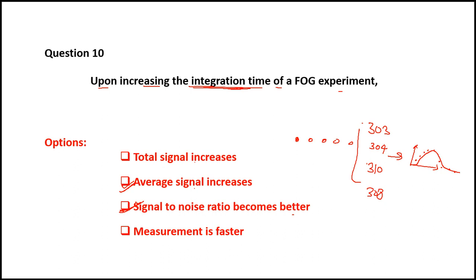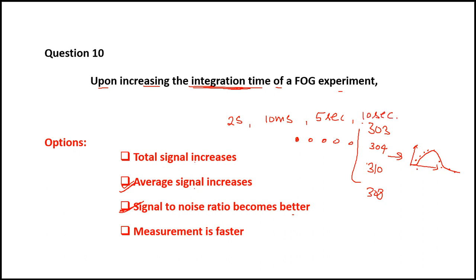And as I said earlier, for this fog experiment, you can take the time to be variable. You can take it to be 2 seconds, you can take it to be 10 milliseconds. You can take it to be 5 seconds even, or you can run it up to 10 seconds. That is up to you.